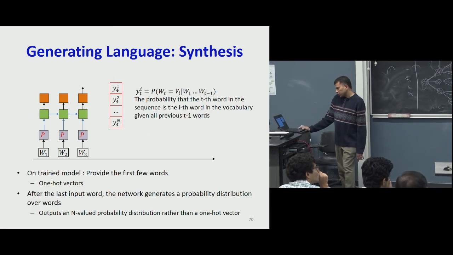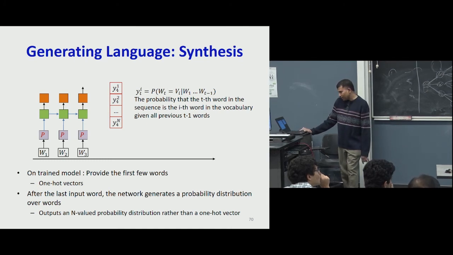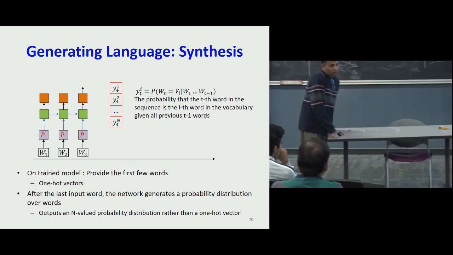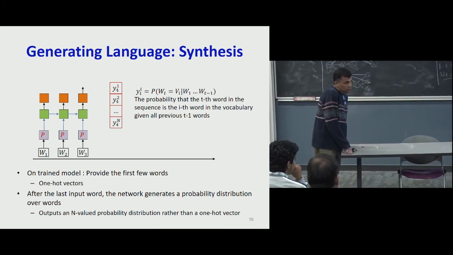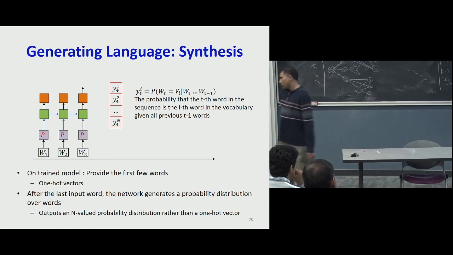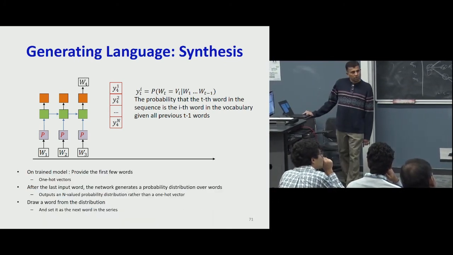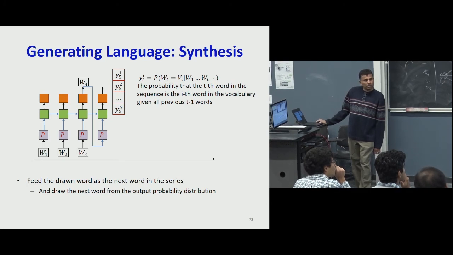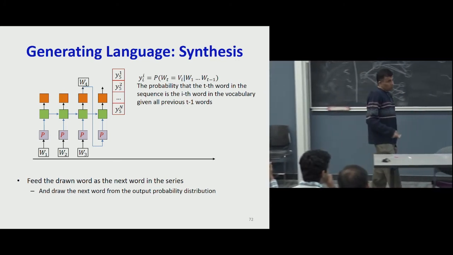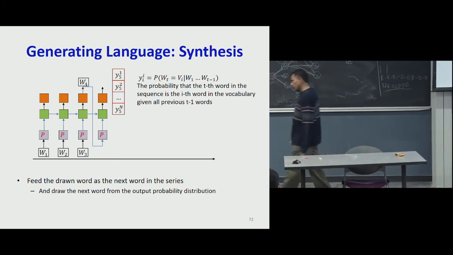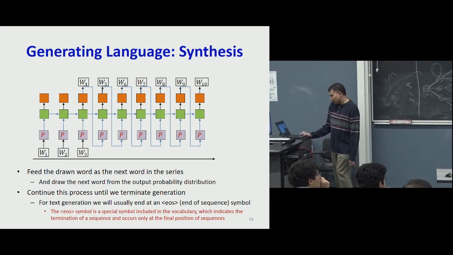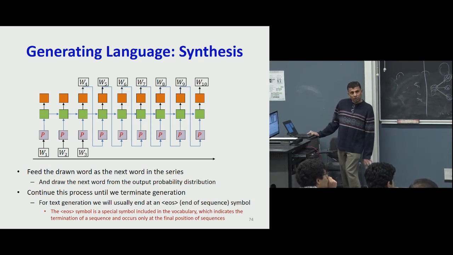Now, when you were generating language, what you did was provide the first few words, typically as one-hot vectors or as embeddings, and the outcome would be a probability distribution over words. If you have a vocabulary of size n, there's an n-valued probability distribution rather than a one-hot vector, right? You drew a word from this probability distribution, and this drawn word was fed back, the sequence was operated on, and the network now produced a probability distribution for the next word. That word was drawn from this distribution and fed in, and so on, and you kept doing this till you got to the end of the sequence, right? So recall this and keep it in mind, because we're going to be using the same thing.